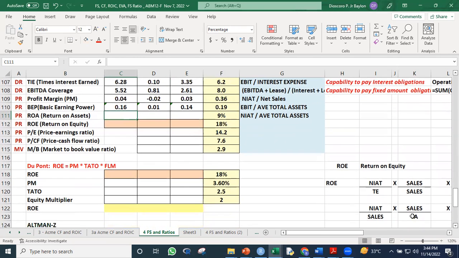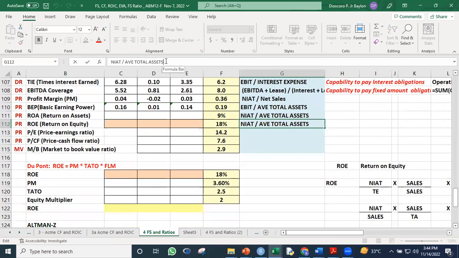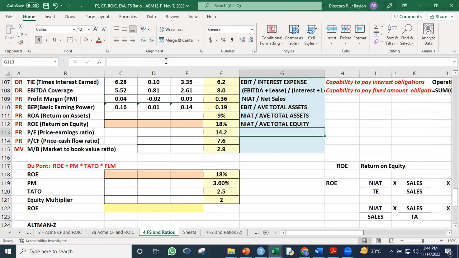So this is your ROE. It's net income after tax over average total equity. So I'll copy this. Average total equity. Okay. So let's compute for this too.